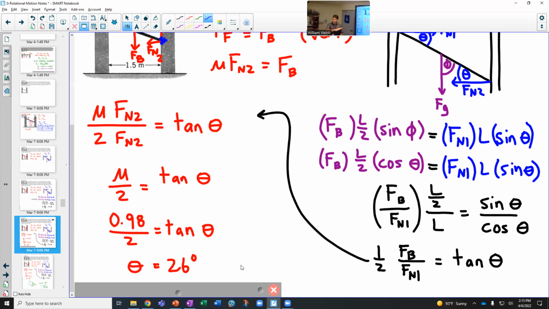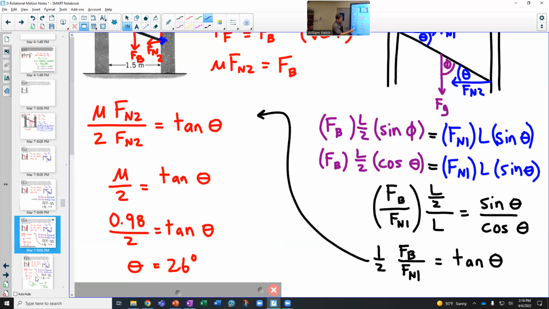Now, it could be less than that angle, but the question said, what's the longest the board could possibly be? So if it gets more than 26, it's too steep and it's going to slip. But anything 26 or less will work. So 26 would be the biggest angle possible where the torques still stay balanced and the board won't slip. So since we know the angle, now like Bennett was saying, if the angle's 26, I can calculate the hypotenuse basically.